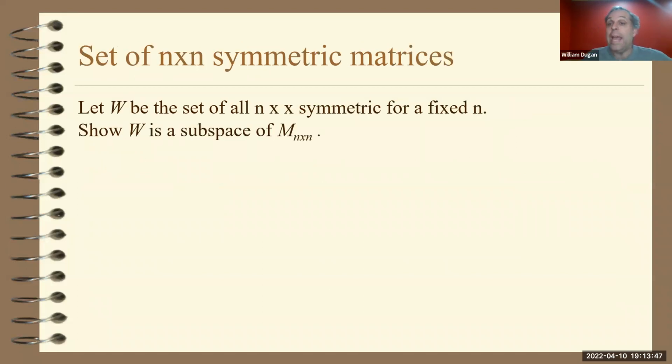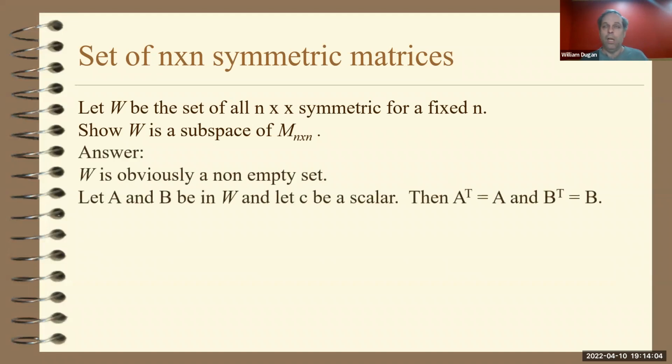If you look at the set of all n by n matrices, it's actually a subspace of M n by n. Why? Let's just say W is going to be the set of all n by n symmetric matrices for a fixed n. So they're all the same size. That way, vector addition makes sense. Notice that it's obviously not empty. Of all the n by n matrices, there is at least one that's symmetric. You just make everything 1. All the entries in the matrix are 1. And then obviously it's symmetric.